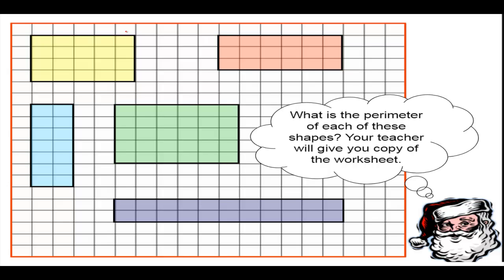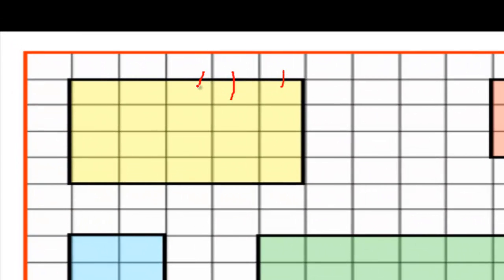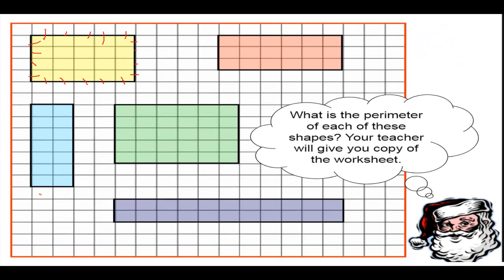So I'm going to count each part of the square from outside. 1, 2, 3, 4, 5, 6, 7, 8, 9, 10, 11, 12, 13, 14, 15, 16, 17, 18. So the perimeter here is 18 square yards. The same here. The perimeter in this one: 1, 2, 3, 4, 5, 6, 7, 8, 9, 10, 11, 12, 13, 14, 15, 16, 17, 18.